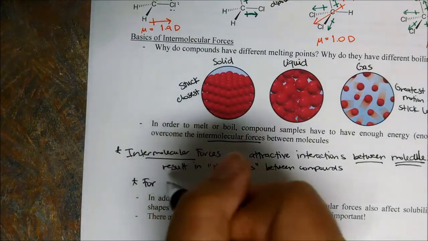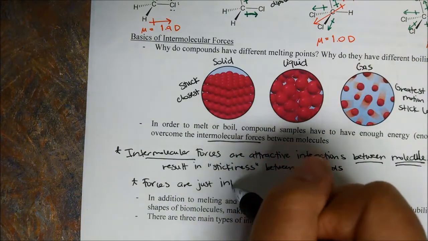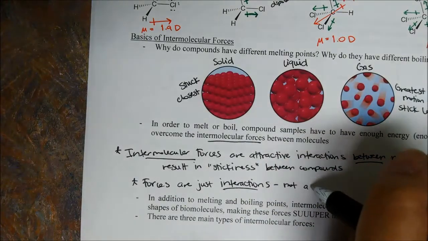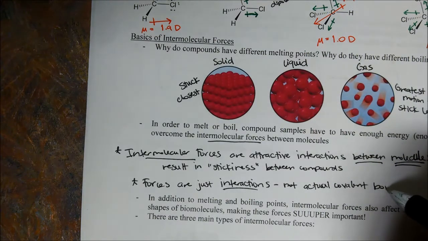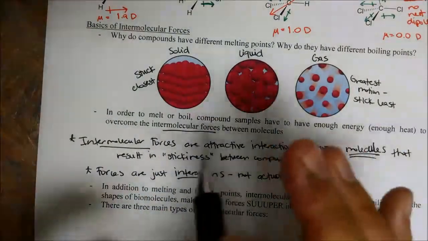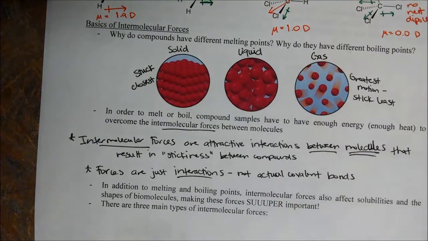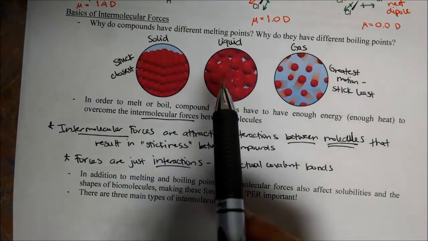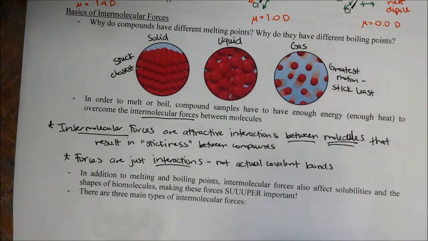But they are just interactions. Forces are just interactions. They're not formal bonds. Not actual covalent bonds. You guys get mixed up with these things. They're not actually forming a bond between each molecule. There's just a force between them, as in an interaction between them. So they're not actual bonds. We're not breaking any bonds when we boil. We're not breaking any bonds when we go into a liquid phase. We're just overcoming the intermolecular forces between all of the molecules.